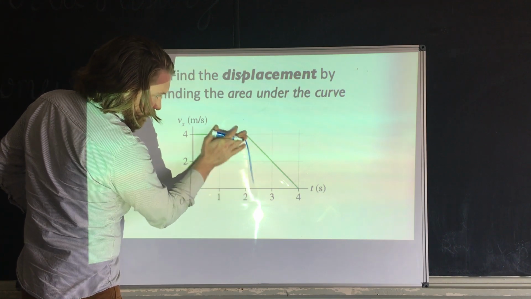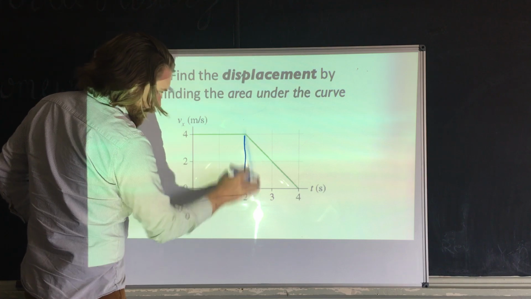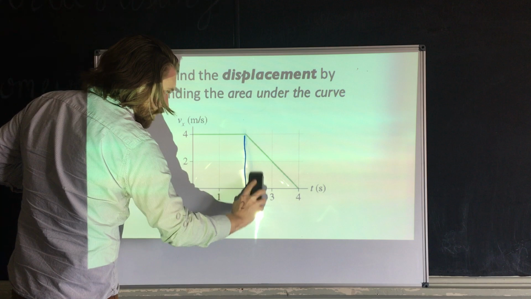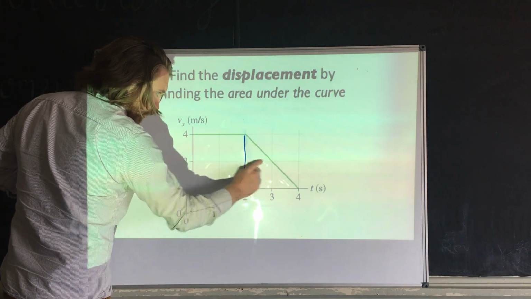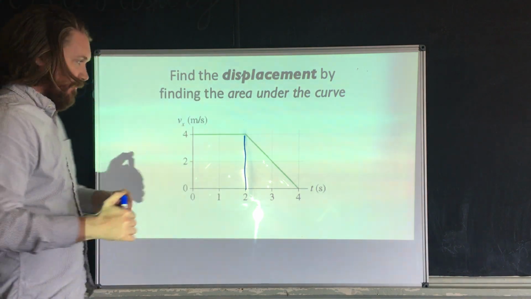Wow, that is pretty off. Let's see if I can do that again. A little bit better. I'm going to draw my line right there. Okay, so now what I have is one rectangle and one triangle. This rectangle happens to be a square, that's fine, it's still a rectangle.